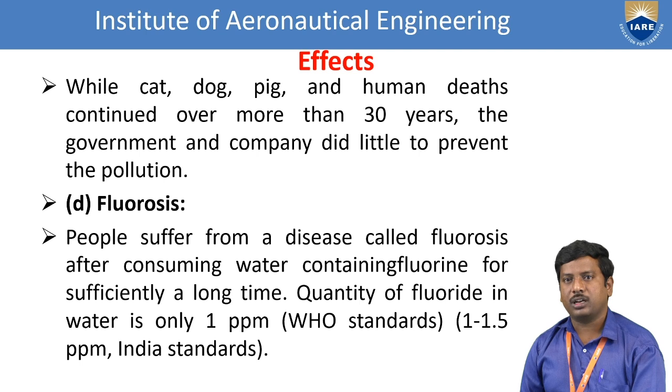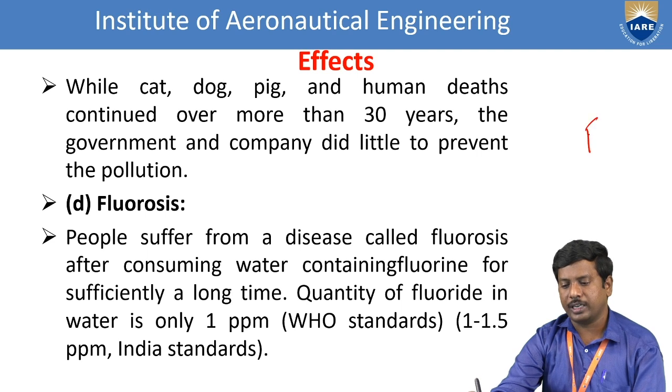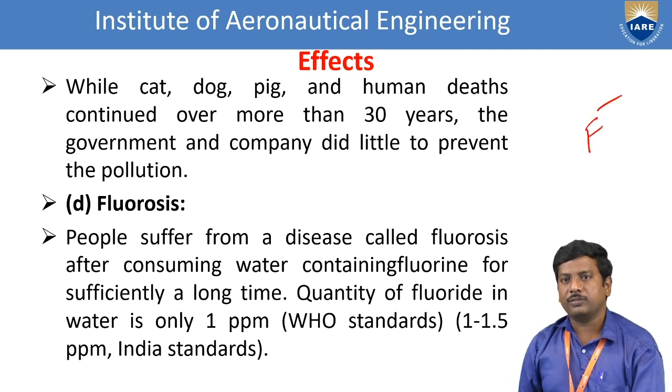People suffer from a disease called fluorosis after consuming water containing fluorine. This is one of the important elements in chemistry, the most electronegative element, that is called fluorine. That means fluorosis is mainly caused by fluorine, which can be represented by F minus, because of the most electronegative element, over a long time. The quantity of fluoride in water should be only 1 ppm according to the WHO, World Health Organization standards. If it is 1 to 1.5 ppm, those are India standards.